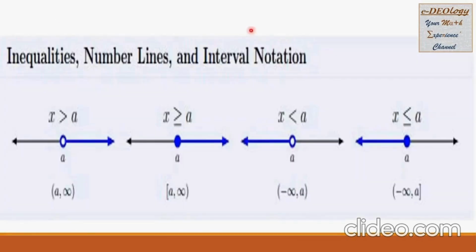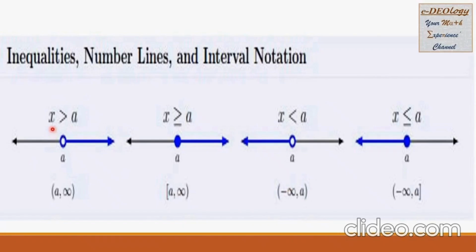This is the general form of inequalities with its corresponding number lines and corresponding interval notation. We have here 4 types. This is the first, this is the second, the third, and the fourth.